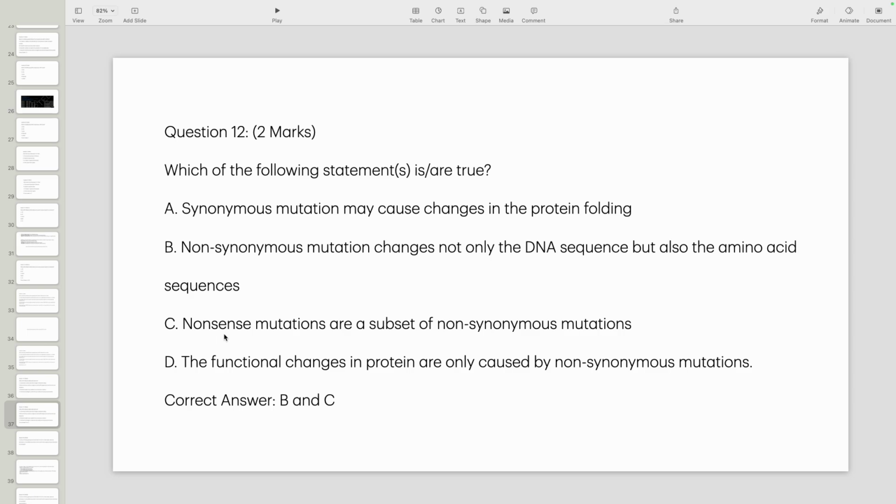The C option is nonsense mutations are a subset of non-synonymous mutation. So nonsense mutations are basically, wait a minute.